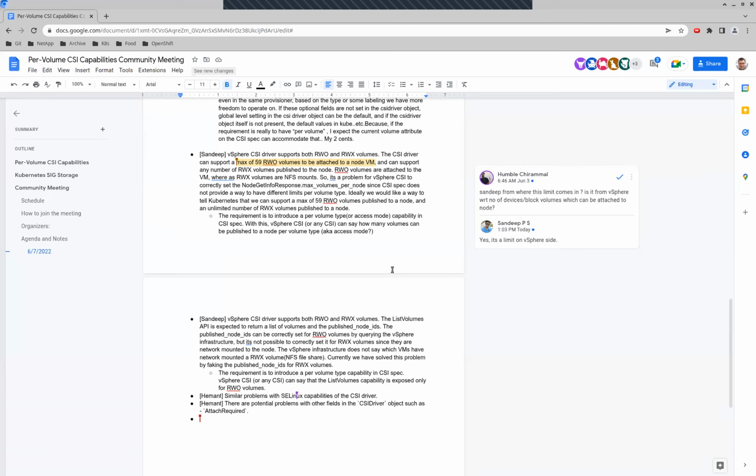Yeah, my only concern is that a lot or almost all of the features we have are under the assumption that a single driver only supports one type of volume. To support a driver supporting 2 types of volumes, we would basically have to revisit every single feature that we've implemented.